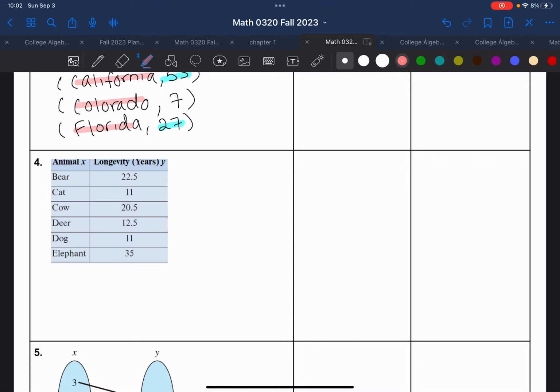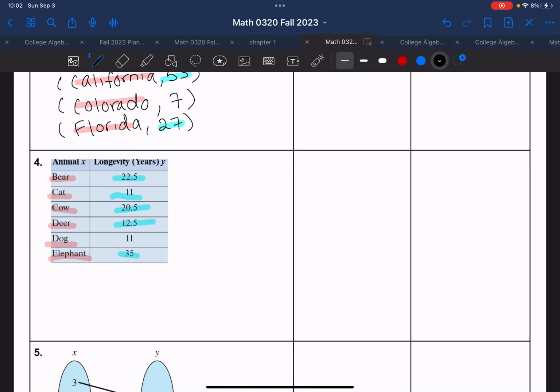So our domain are all these animals. So as long as they don't repeat, they're going to be in our domain. So bear, cat, cow, deer, dog, elephant. And then again with our range, we are only going to highlight the numbers that don't repeat. So we have 22.5, 11, 20.5, 12.5. I'm not going to highlight that second 11 because I already have an 11 in my range.